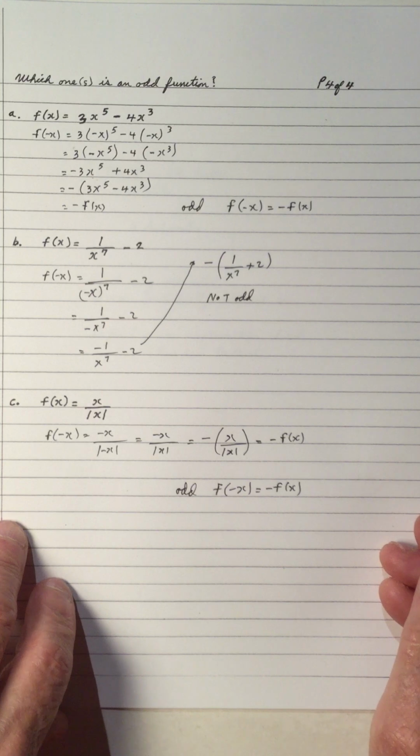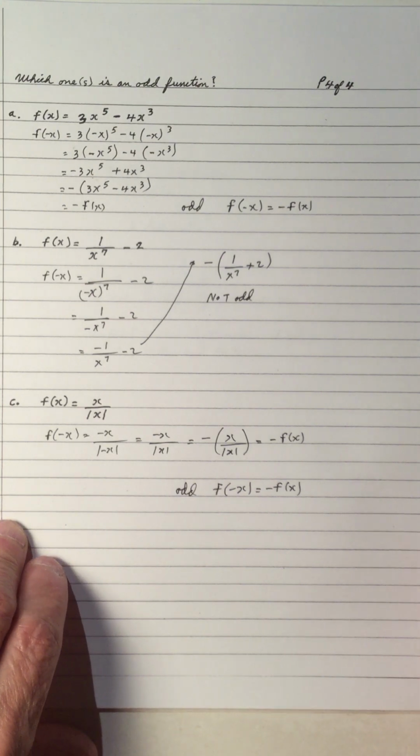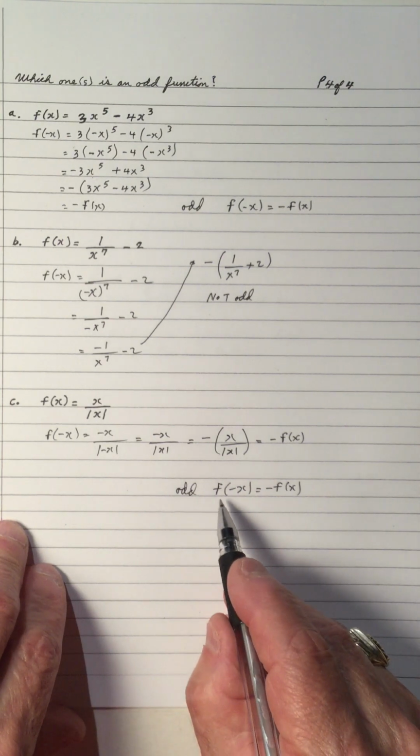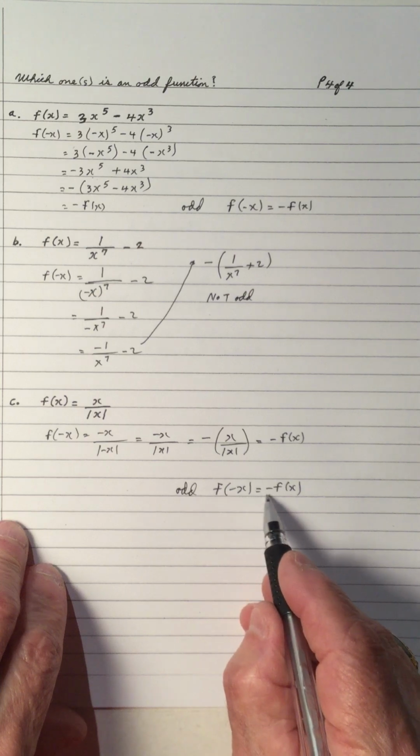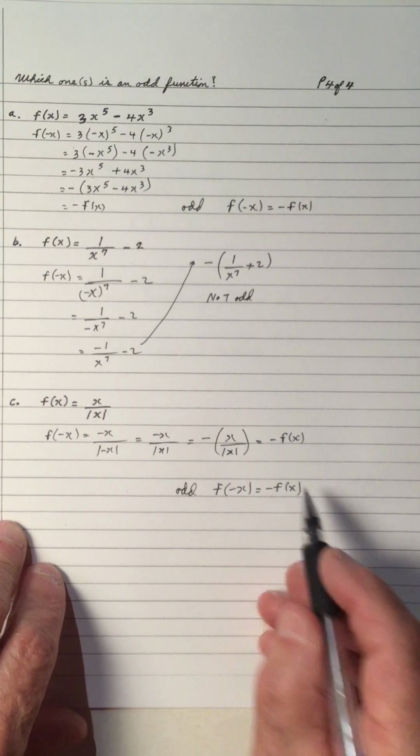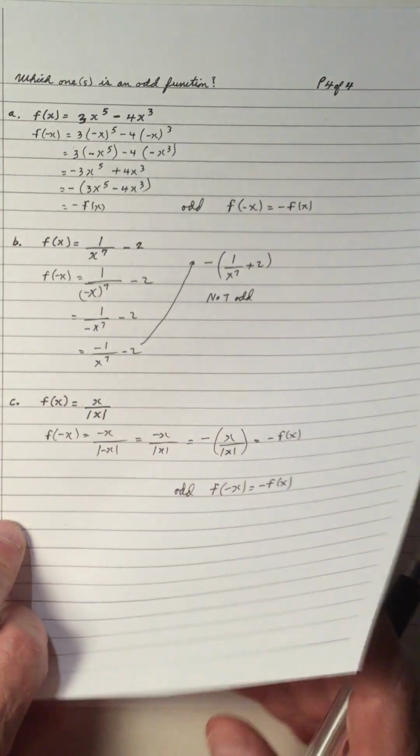So we have explaining what an odd function is. Again, repeat, if the f of negative x is equal to negative f of x, if we can show that, then it's an odd function.